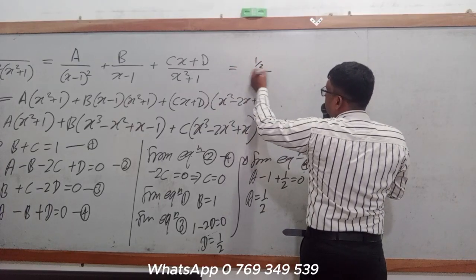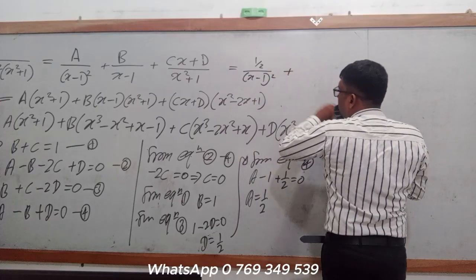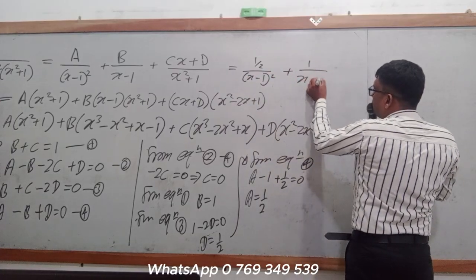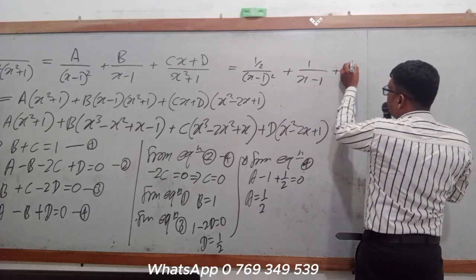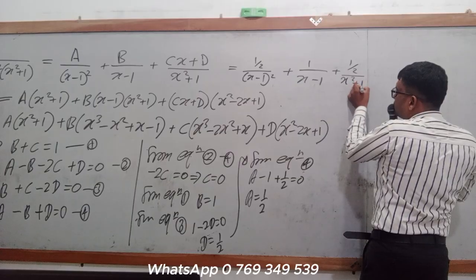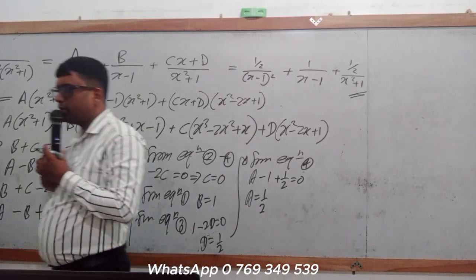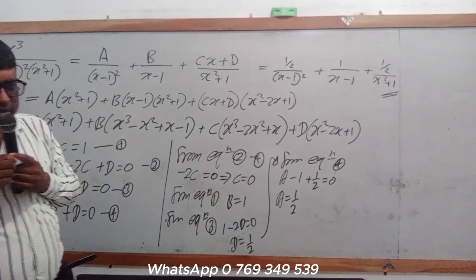A is half, x minus 1 square, plus b is 1, x minus 1, c is 0, but d is half, x square plus 1. That is the answer, right? That is the answer.